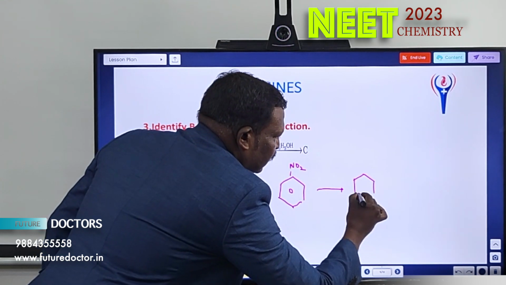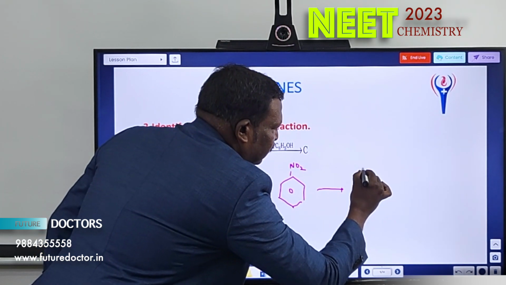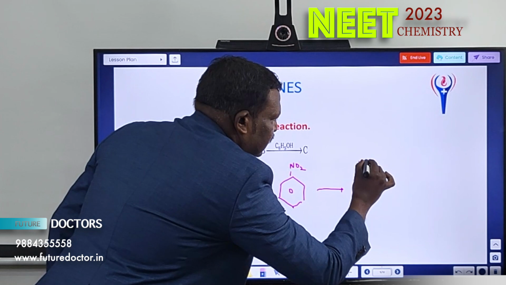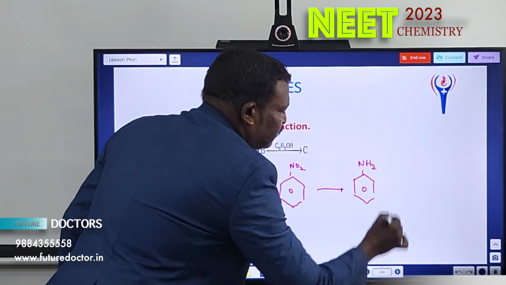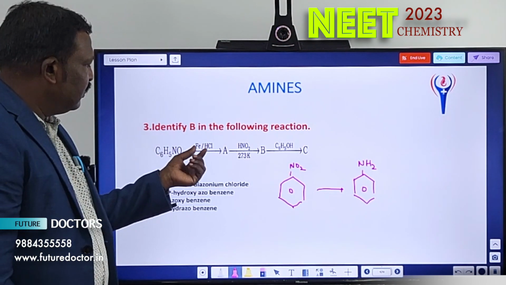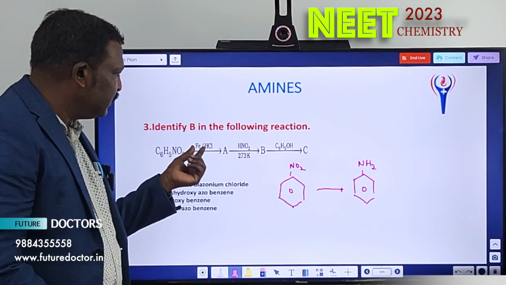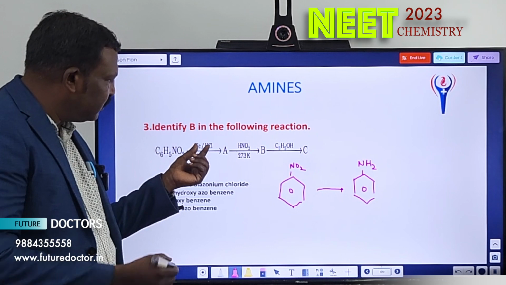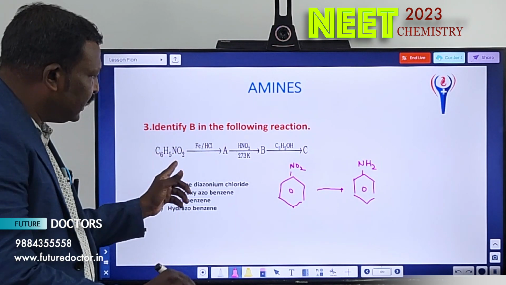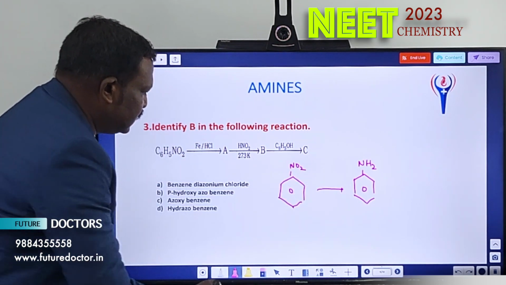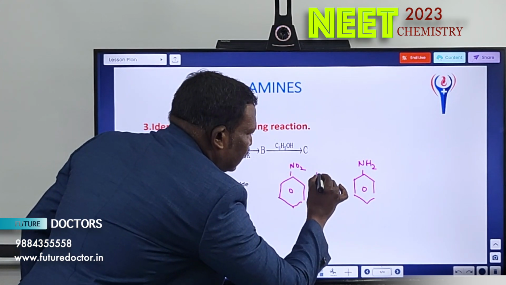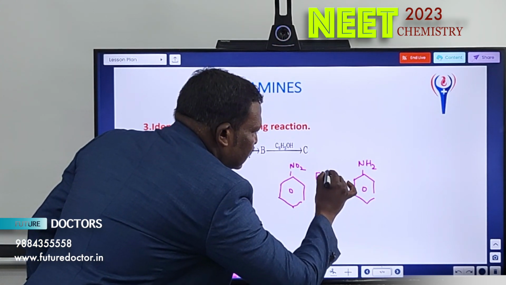NH2. Which is the best reducing agent? Iron in presence of HCl is the best reducing agent. Why is it the best? Because only a small amount of HCl is consumed. Iron in presence of HCl is the best reducing agent for converting NO2 into NH2. Understood? So here we put iron in presence of HCl.